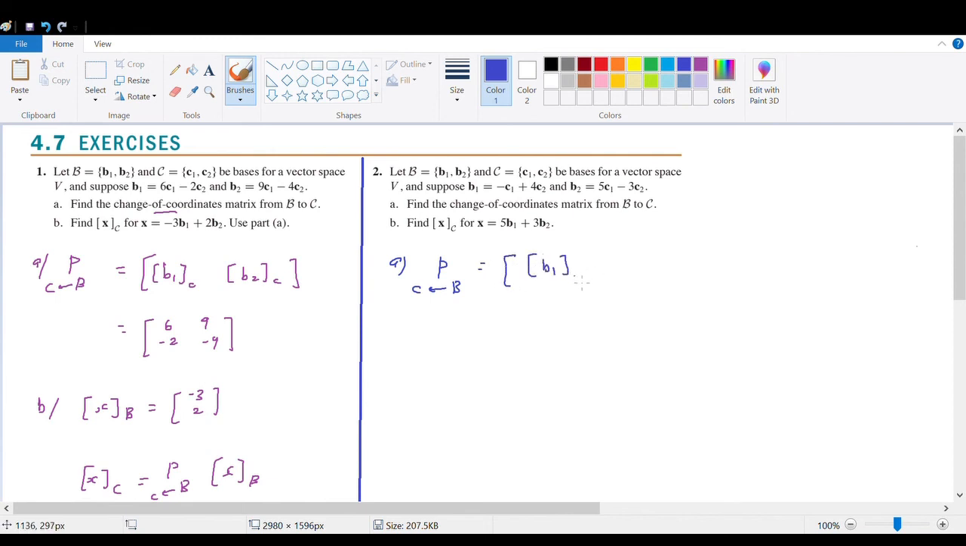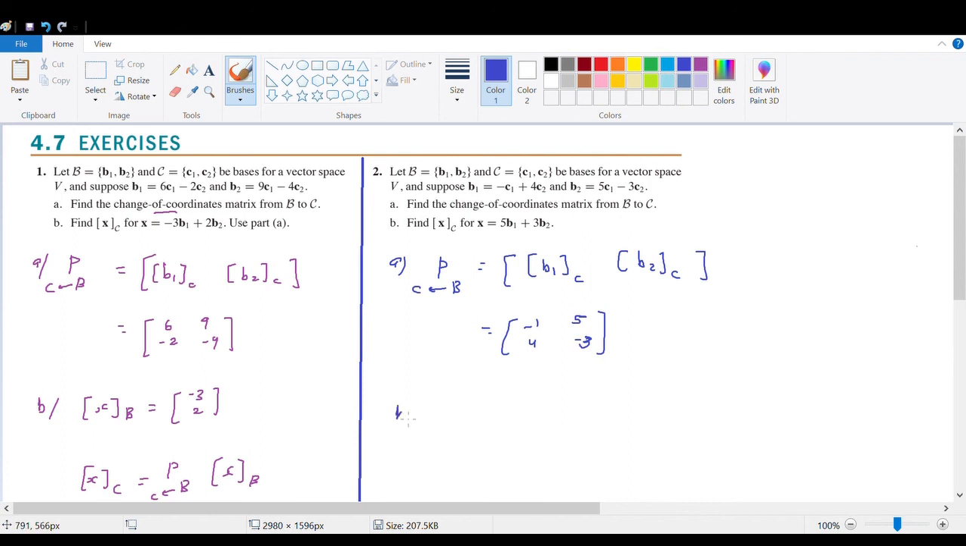So part A, the change of coordinate matrix is given by the coordinate vector of B1 to the basis C and the coordinate vector of B2 to the basis C, which is equal to, so the coefficients of B1, the coordinate vector is minus 1 and 4. For B2 it is 5 minus 3.